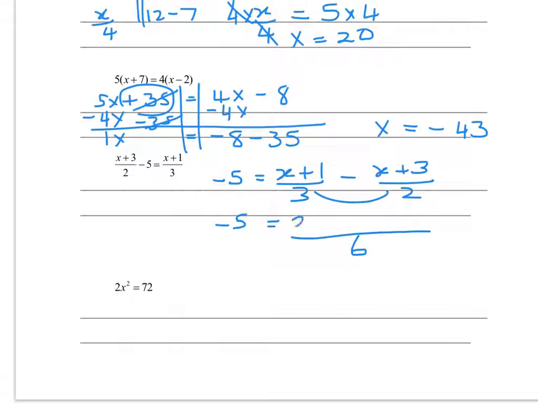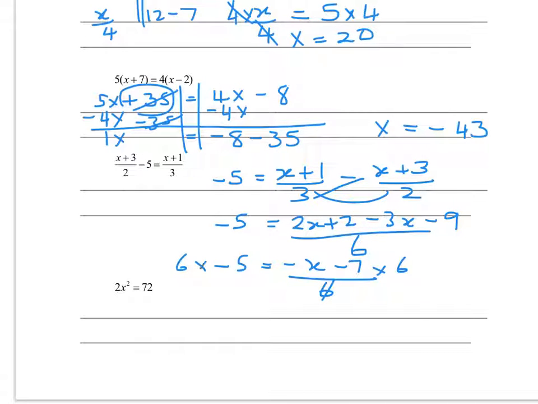So that's 2 times x plus 2, and then this 3 is going to cross over here, so we have a minus 3x and a minus 9. It will end up being minus 9, because it's negative 3 times 3. So that's going to be negative 5 equals 2x minus 3x, which is negative x, minus 7 over 6. And to get rid of the 6, times this side by 6 and times that side by 6.